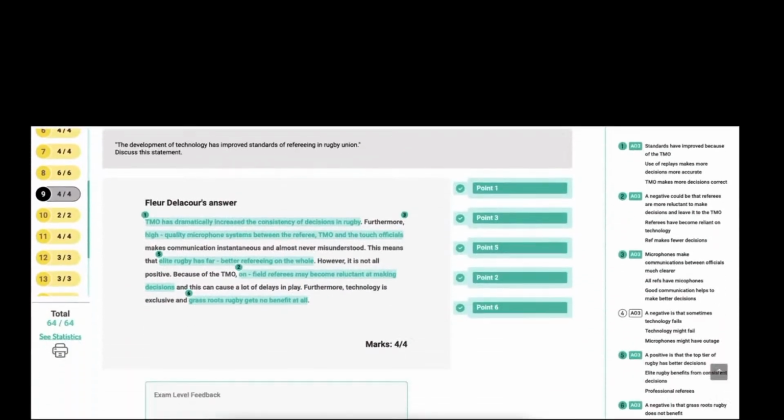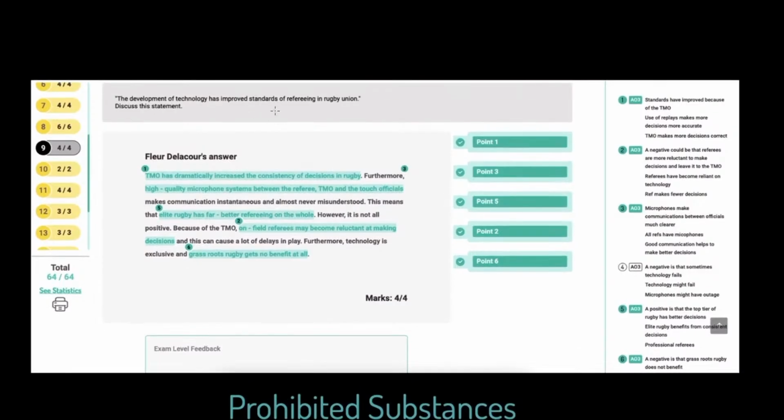So let's look at some actual answers here. The development of technologies improve standards of refereeing in rugby union. Discuss this statement. When you discuss this statement, you're trying to decide to what degree is it true or false. The only way to do this is to look at both sides of the argument. In other words, you're evaluating this. Is it true? Is it not true? So we've got here the TMO has dramatically increased consistency.